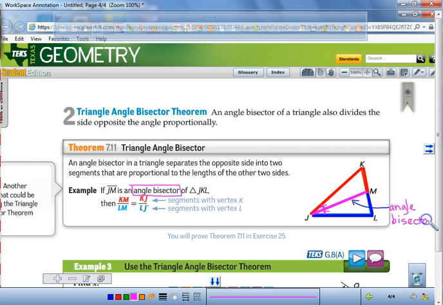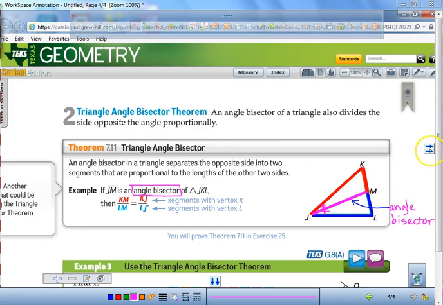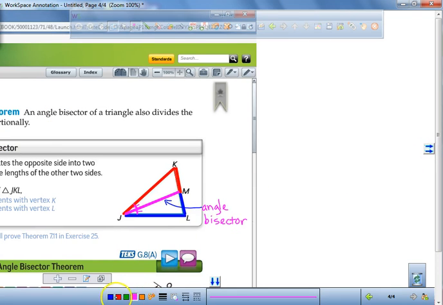So get this in your journal as quickly as you can. If you need to pause the video, pause it now and put all of this information in your journal. Now, something you need to be paying attention to, it says an angle bisector of a triangle divides the opposite side, which is this right here. This is the opposite side proportionately.